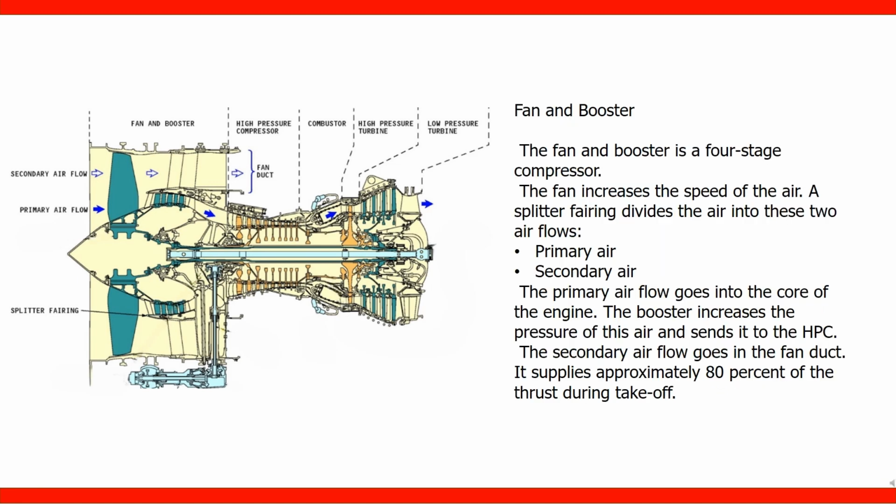The fan and booster is a 4-stage compressor. The fan increases the speed of the air. A splitter fairing divides the air into these two air flows: primary air, secondary air. The primary air flow goes into the core of the engine. The booster increases the pressure of this air and sends it to the HPC. The secondary air flow goes in the fan duct. It supplies approximately 80% of the thrust during takeoff.